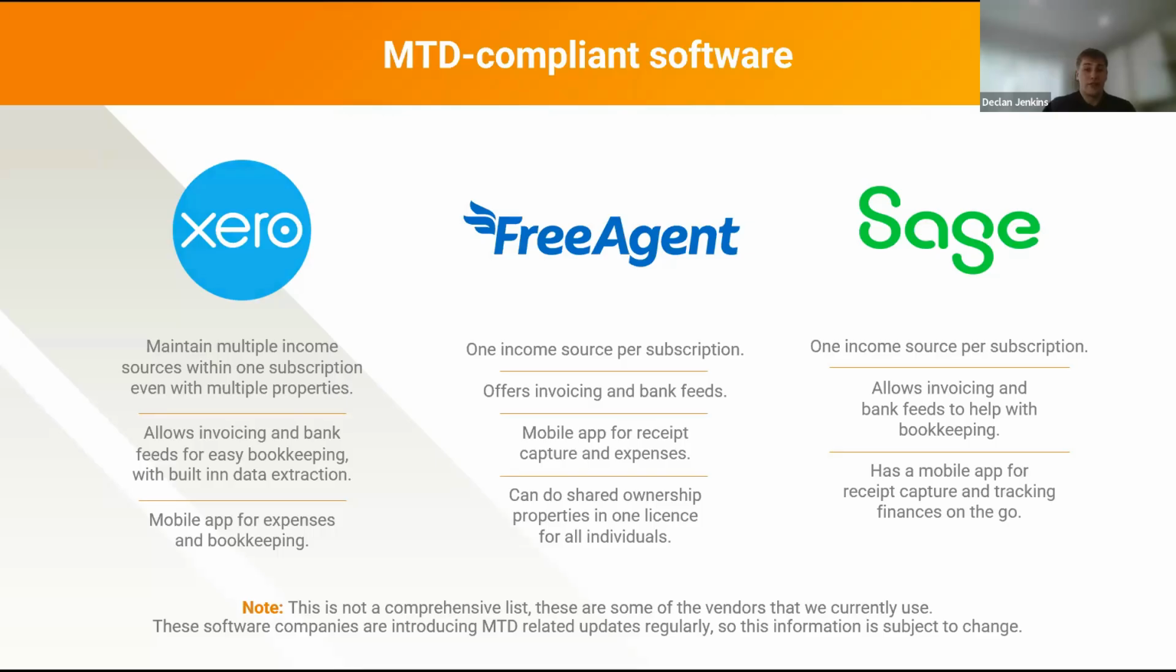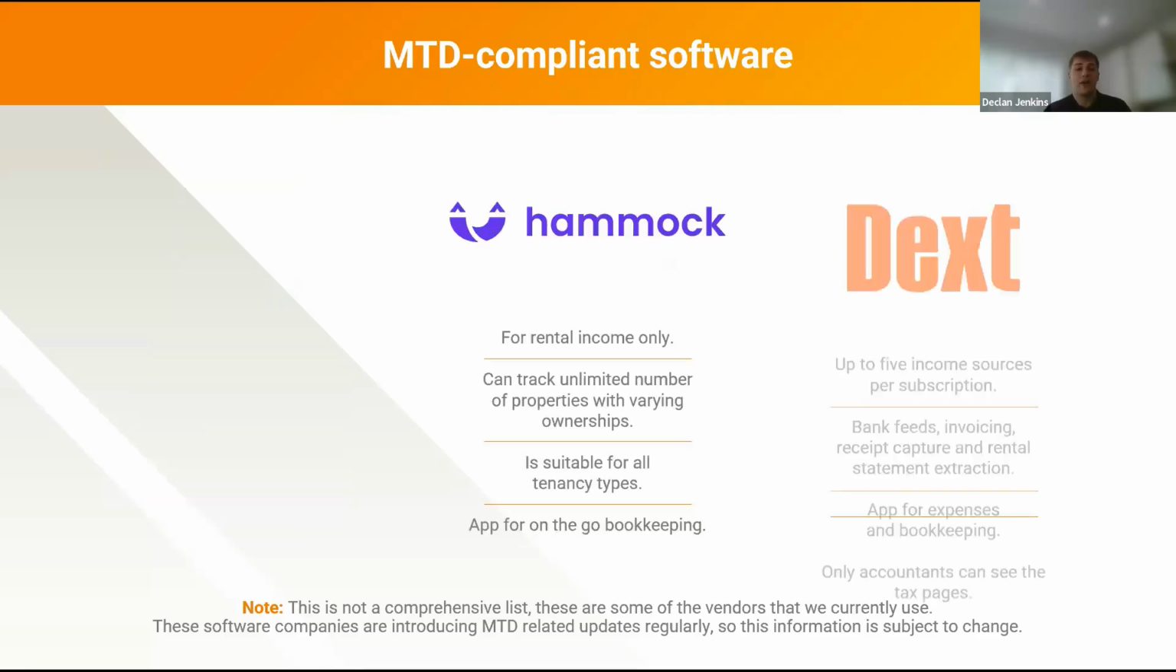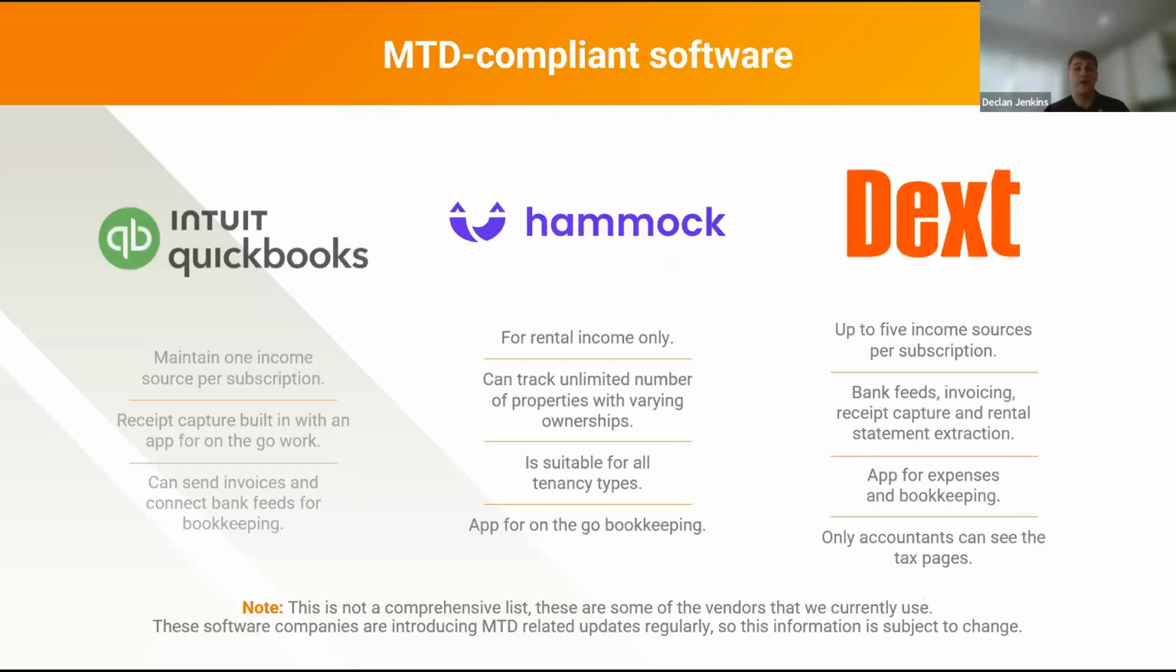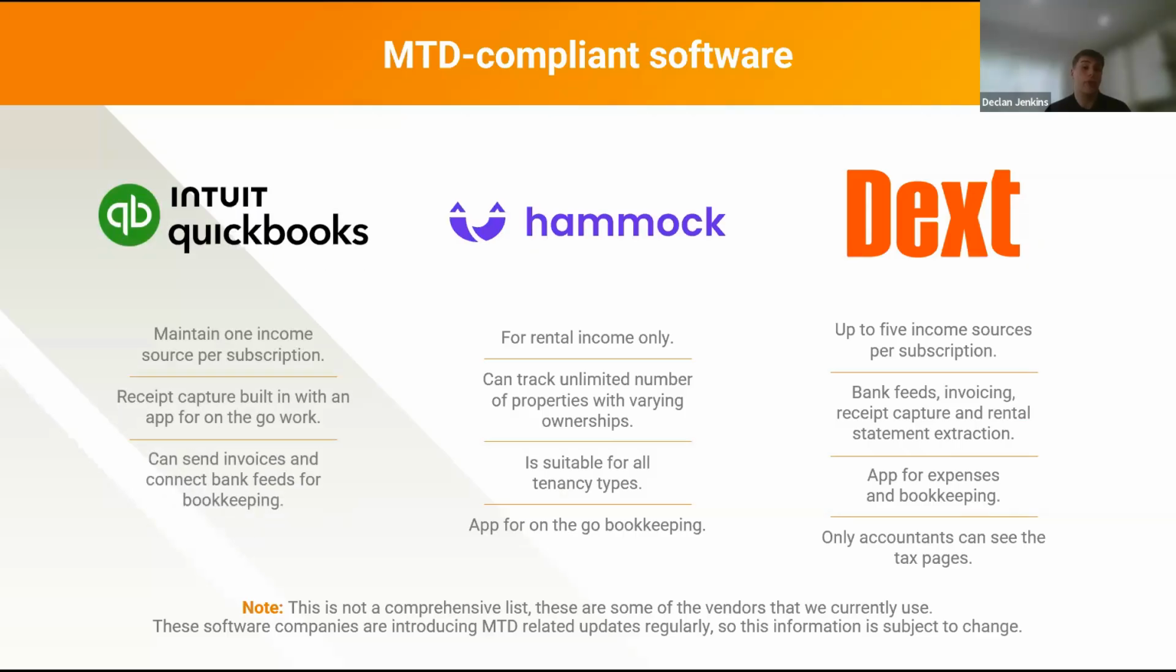The rest of the software we can look at, so we have QuickBooks. I believe a couple of weeks ago, they partnered with Hammock. So QuickBooks does property and sole trade income. It is one income source per subscription though. Still got that app for receipt capture and on-the-go work, and it does invoices and bank feeds.